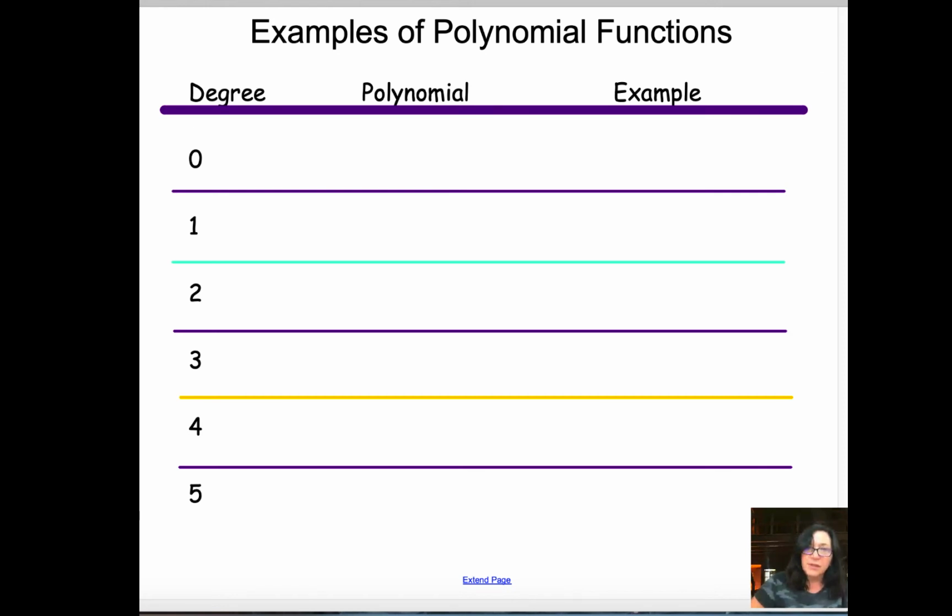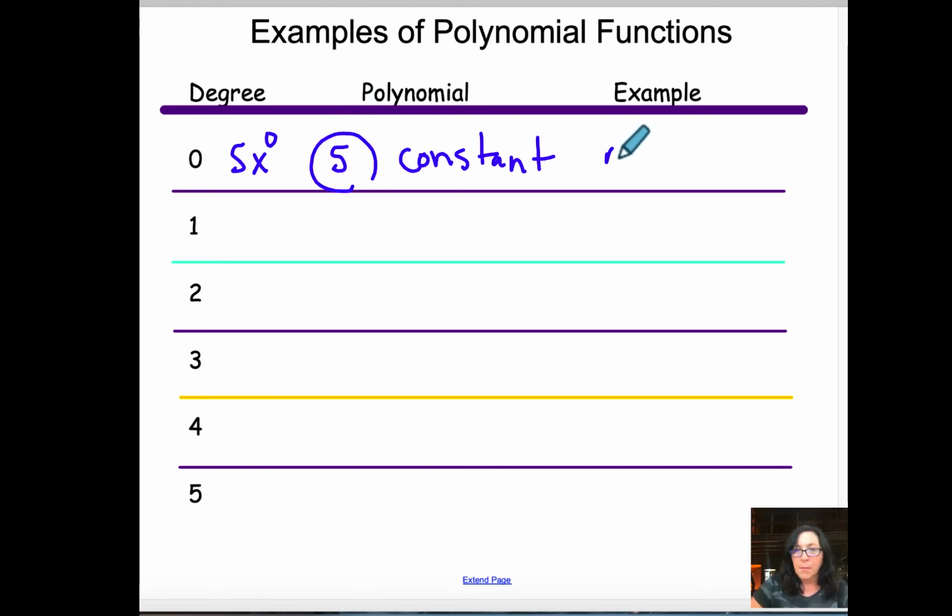Okay, so in this slide, we're talking about examples of polynomial functions. A 0 degree polynomial is something that looks like this. You have x to the 0. You could have something like 5x to the 0. Because that x to the 0 power is actually not written, we call that a constant polynomial. And additionally, since this is just one term, it is called a constant monomial.